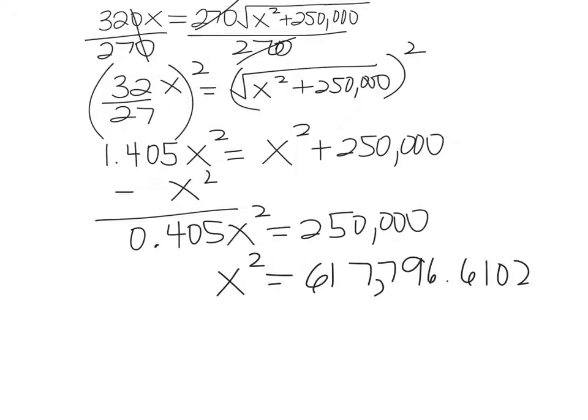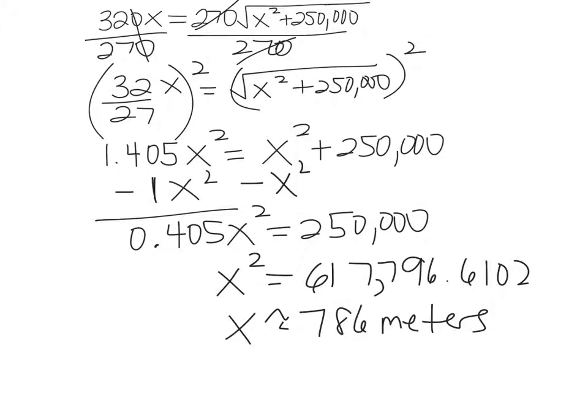What happened to the x squared that you subtracted? This is 1.405 minus 1 gives me 0.405 x squared. I subtracted it to the other side. All right, and I get that x is about 786 meters. Do we just need positive? We don't need plus or minus? Nope.